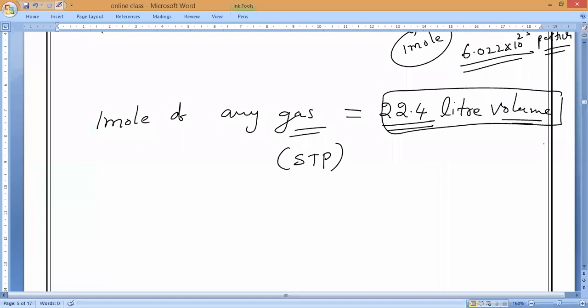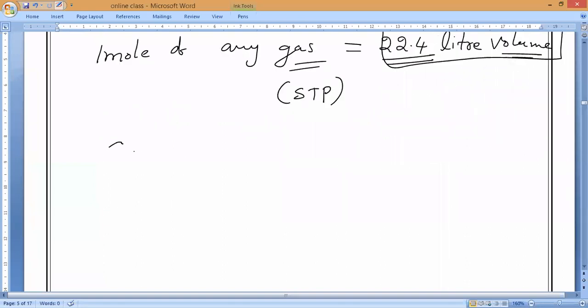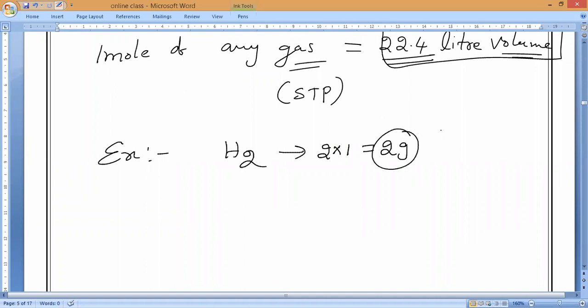So now, let me take an example, hydrogen. What is the hydrogen molar mass? Tell me. 2 into 1, which is equal to 2 grams. So if you take 2 grams of hydrogen, how much volume will it occupy? It will occupy 22.4 liters of volume. Do you understand, everybody?